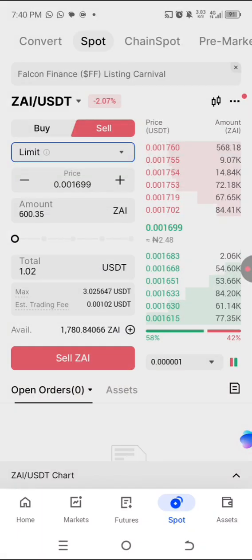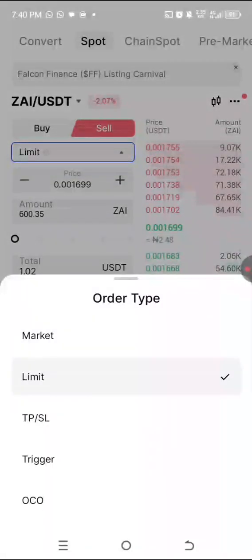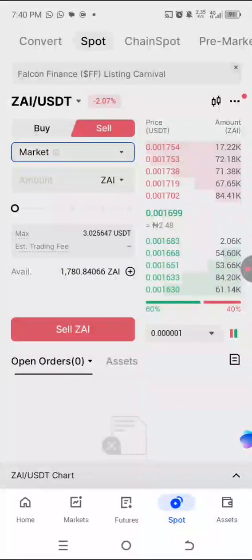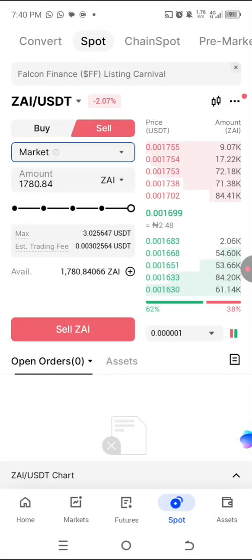So as I said, if you want to sell at the current market price, you choose market order. If you want to sell everything, scroll it to 100%. Want to sell 50%, reduce it to the center. Want to sell only $1, use limit order to check which amount of the coin will give you $1. The same thing applies to when you want to buy.